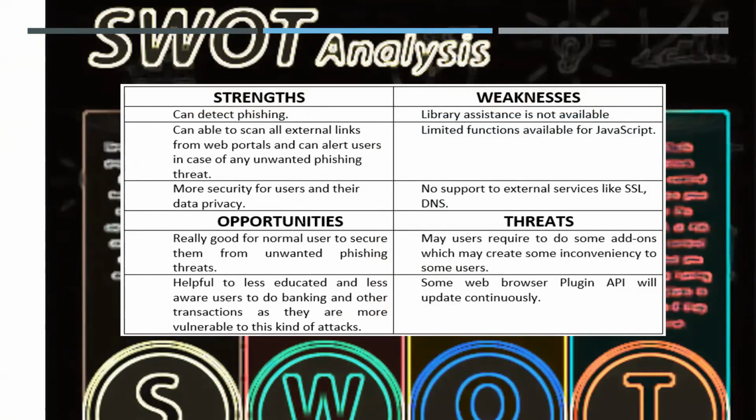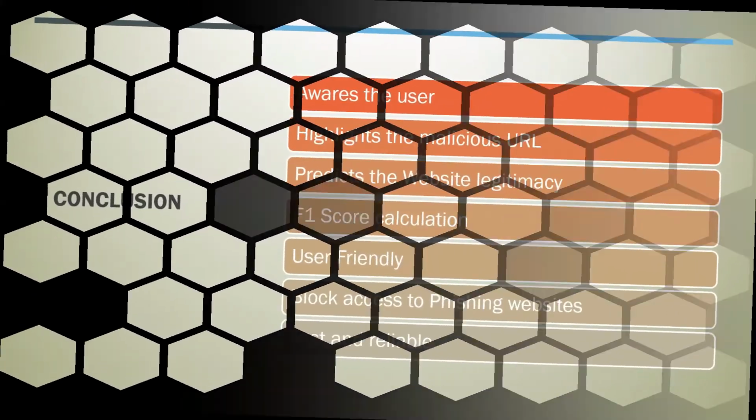Talking about the weaknesses, library assistance is not available, and our system does not support external services like SSL and DNS. And for the opportunities, they are really good for normal and less educated staff, since it helps in preventing them from unwanted phishing threats. And talking about the threats, some web browser plugin APIs will update continuously, which will create some inconvenience to the users as well.